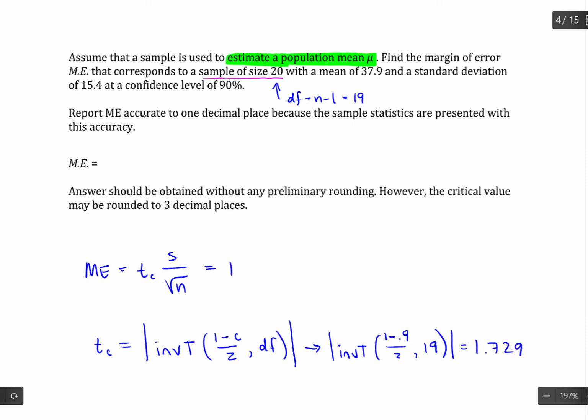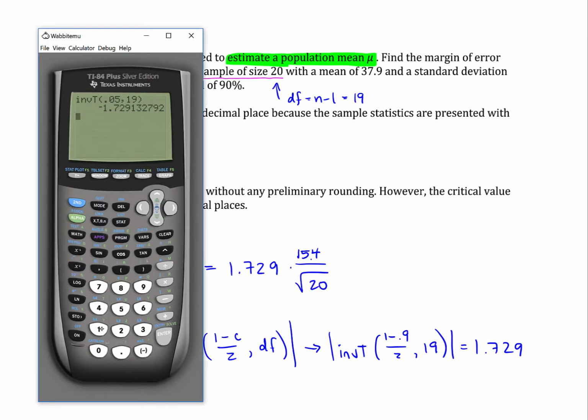So this will be 1.729 times the standard deviation, which was given as 15.4, and divided by the square root of the sample size. And make sure you're not using the degrees of freedom again. You actually are using the sample size here. Now, when it said not to use any preliminary rounding, a really easy way to make sure you're not is to just take that value and then just hit multiply. You will have a negative of the answer that you're supposed to get, but you can take care of that. Just multiply that by -1. All right, now you're using all the decimals instead of just 1.729.